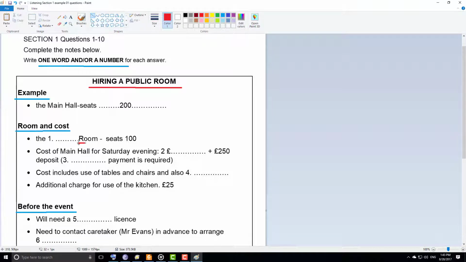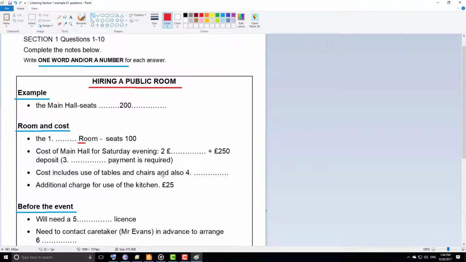Here we will see that this R in room is capitalized. So what does that tell you? That tells you this is probably going to be a name, since names are capitalized. For question number 2, well, that's pretty easy. We see the pound sign, so this is probably going to be a number. Number 3, some kind of payment is required. Well, how do people pay for things? Either cash, credit card, something like that.